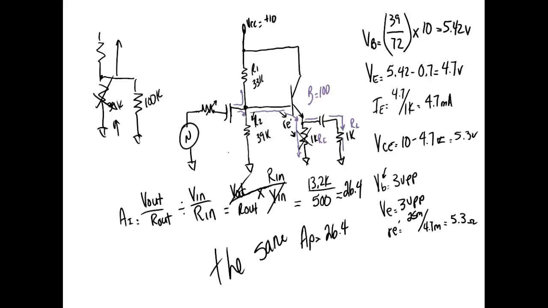What should happen to VB? Is it going to go up? Is it going to go down or remain the same? It'll be pretty close to the same, right? Because we've been ignoring this resistor over here anyway. What's going to happen to voltage on the emitter? Is it going to go up or is it going to go down?